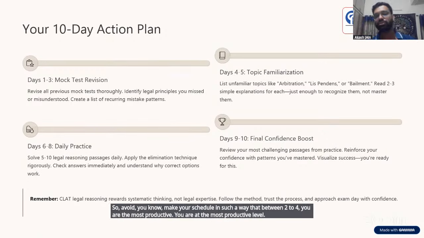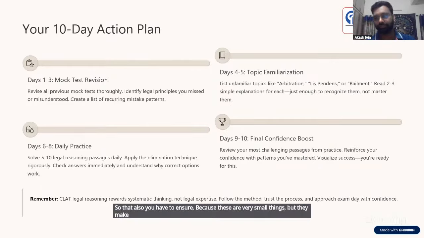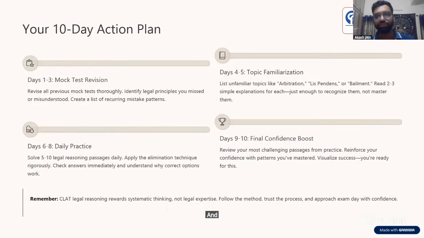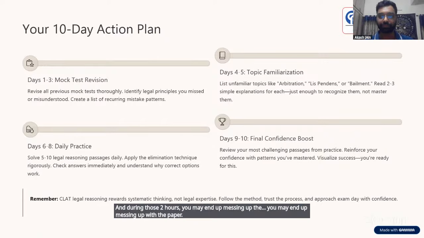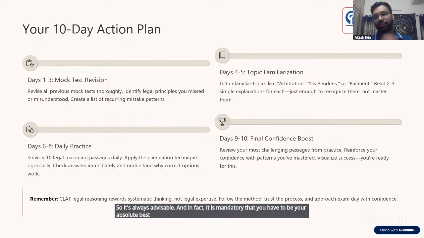You have to ensure that, because these are very small things, but they make a lot of difference. If you're not very active, if you're not at your best during those 2 hours, you may end up messing up the paper. So it's always advisable, and in fact, it is mandatory that you be at your absolute best when you're writing the paper.